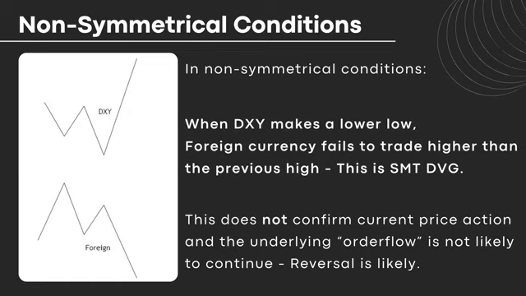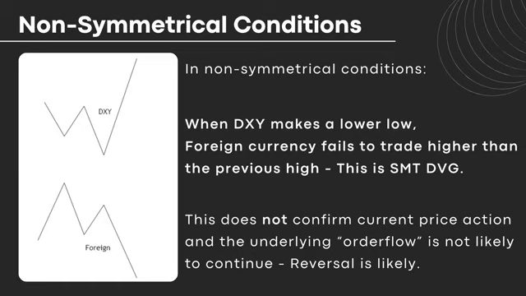This type of non-symmetrical structure suggests that there is some tomfoolery going on and the market makers are actively taking part and the manipulation is going on. This type of structure does not confirm current price action, and it suggests that the underlying order flow is not likely to continue and maybe a potential reversal is underway, right?